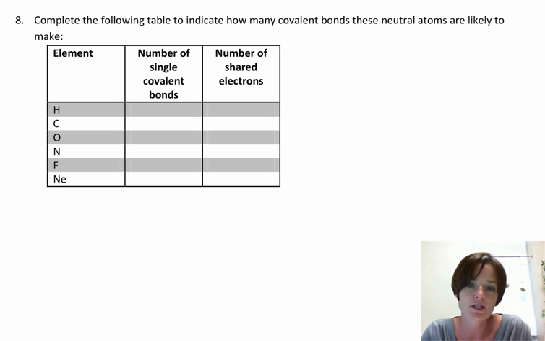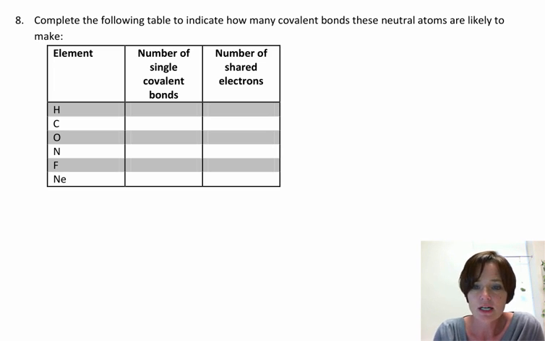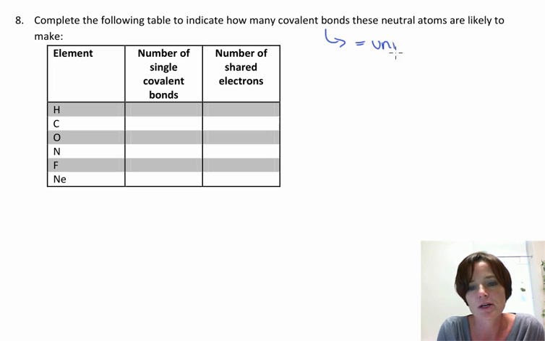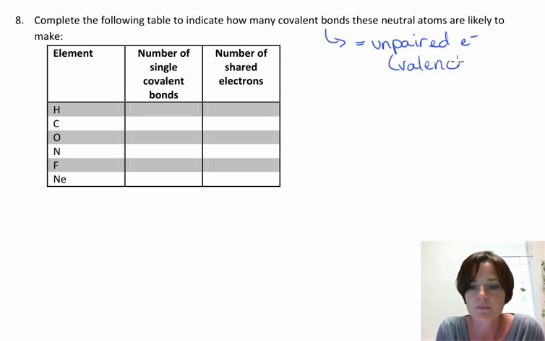When we get to number 8, we're taking that information where we drew the electron configurations and we're using it to predict covalent bonding. And so with this, you really need to know what that valence shell looks like, because the number of covalent bonds is going to be equal to the number of unpaired electrons. Or in other words, this is going to be equal to what we were previously calling the valence.